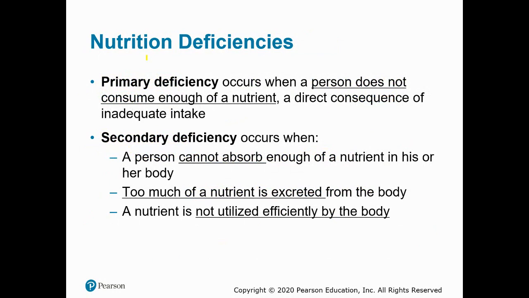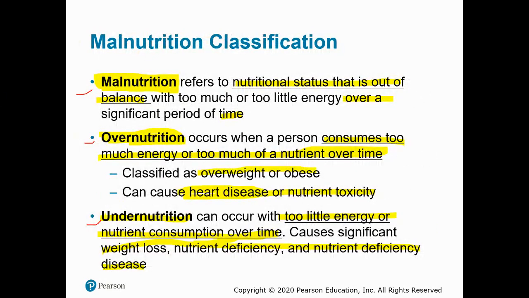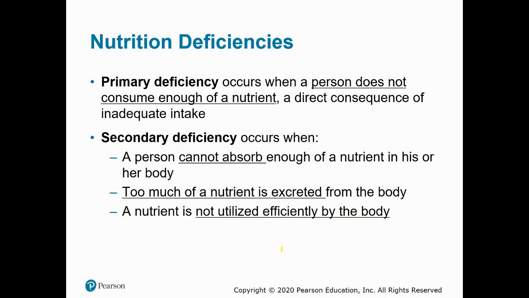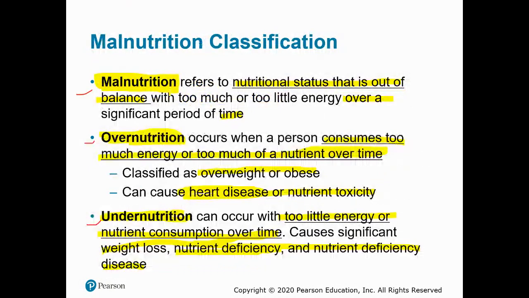And then, if we identify nutrient deficiencies, we can further classify those. Let me go back here. If we have undernutrition, there might be nutrient deficiency, right? And nutrient deficiency, we can identify as either a primary deficiency or a secondary deficiency. Primary and secondary deficiency refer basically to the mechanism of how that deficiency came to be. Primary deficiency is primal, right? It's very rudimentary or basic. It means that the deficiency occurs simply because a person doesn't consume enough of that nutrient. It's a direct consequence of not taking in enough. It's a direct consequence of undernutrition.